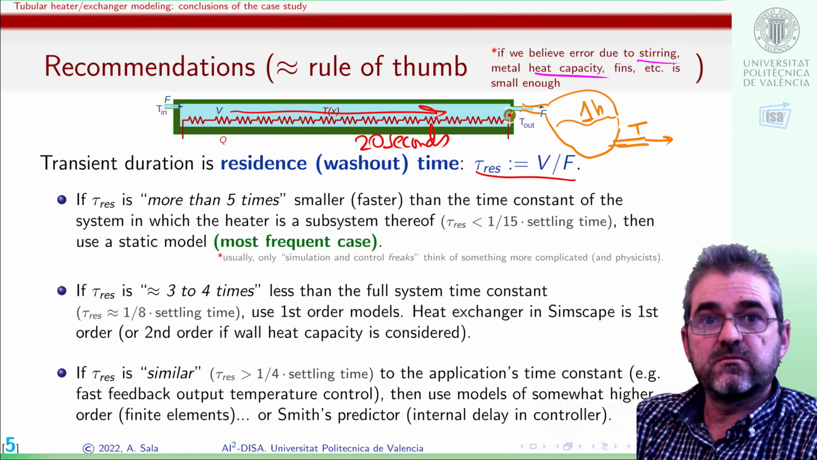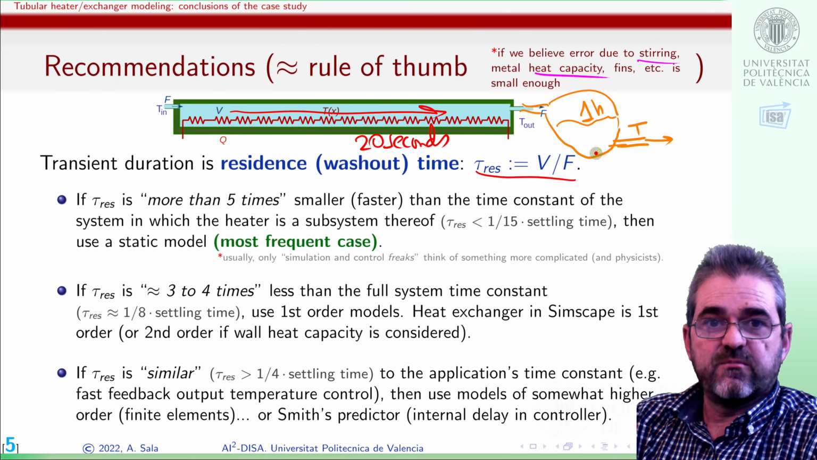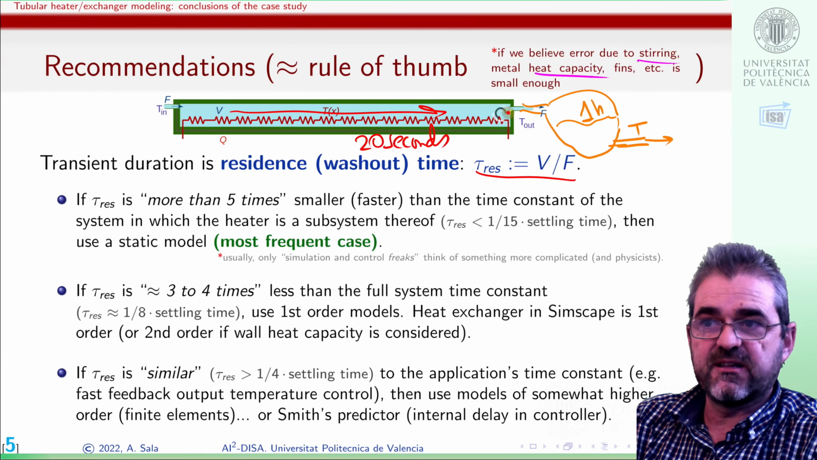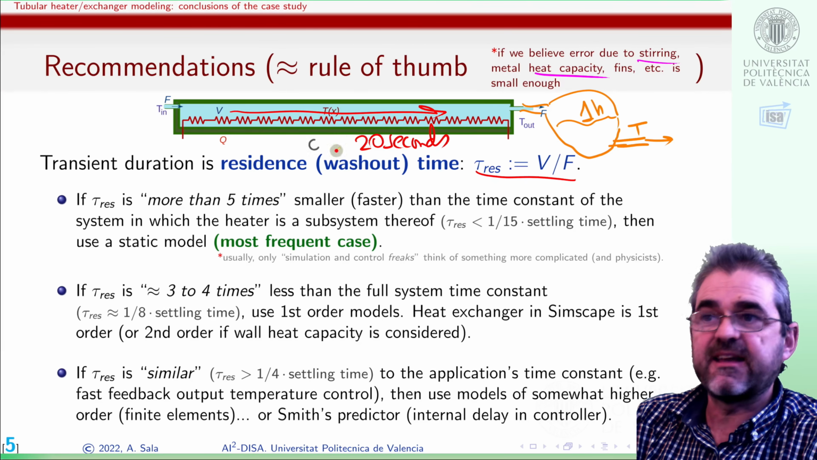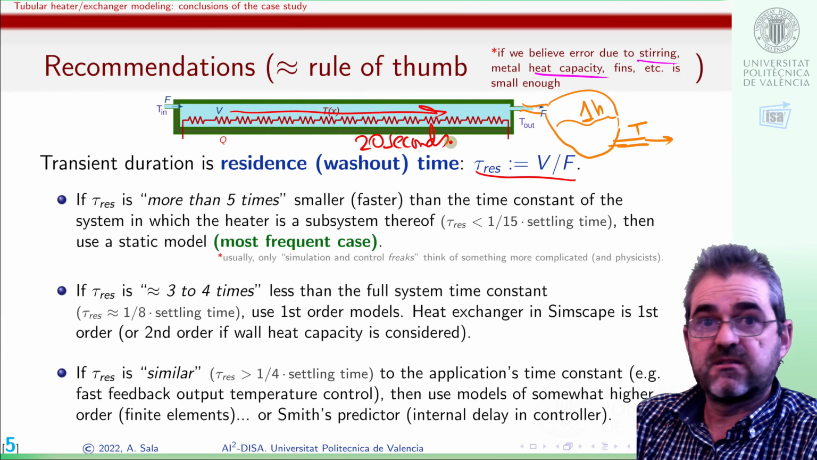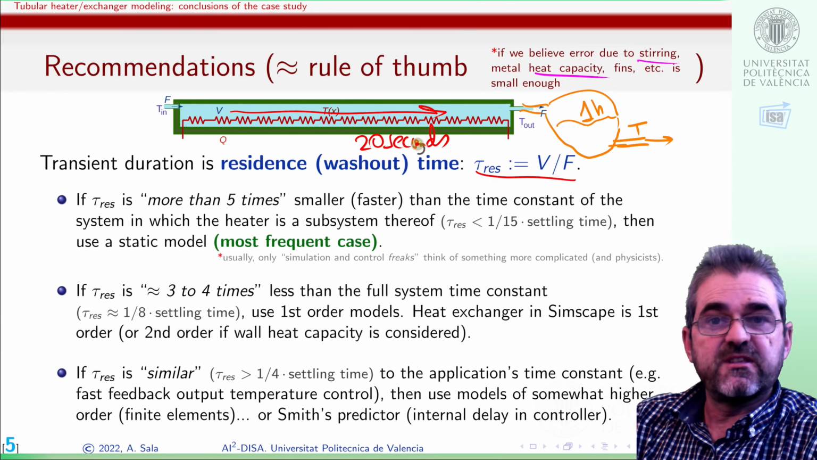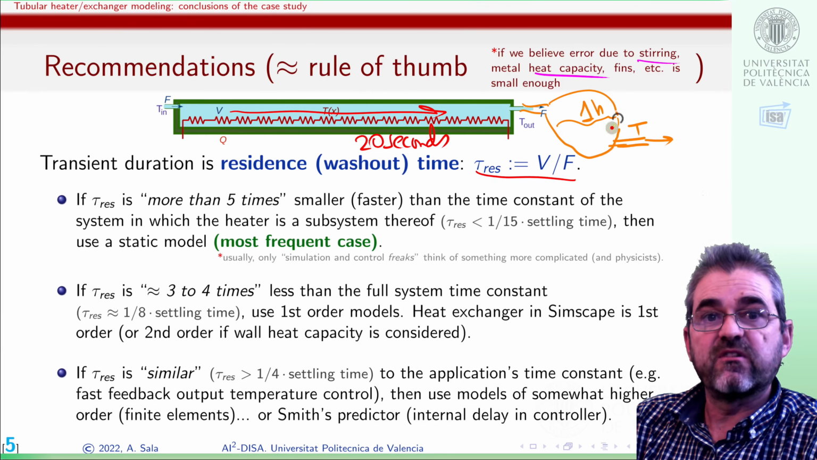I heat the water here, and then it goes to a very big tank in which I am storing all the fluid that takes 1 hour to pass through. Okay, then in that case, considering the dynamics of this is nonsense. Whatever happens in 20 seconds will be filtered out with this 1 hour of mixing and reaching another thermal equilibrium.